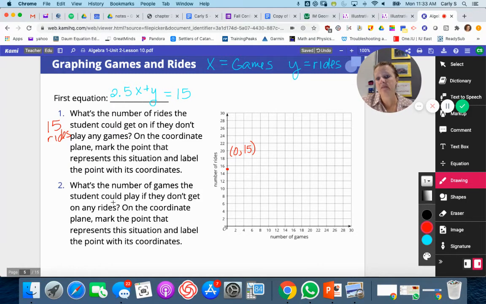What's the number of games the student could play if they don't get any rides? So if I have 0 rides, I'm going to take 15 and divide both sides by 2.5. So I'll divide by 2.5 here, divide by 2.5 there, and I get x equals 6. So right there, that would be 6, 0, 6 games, 0 rides.